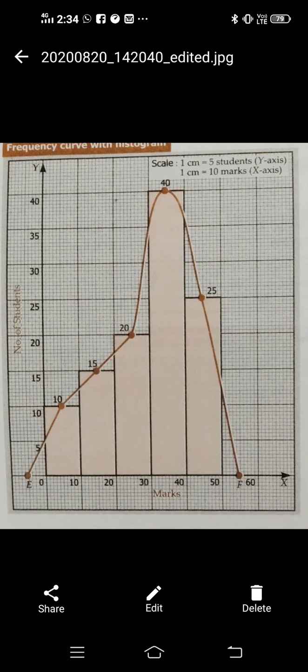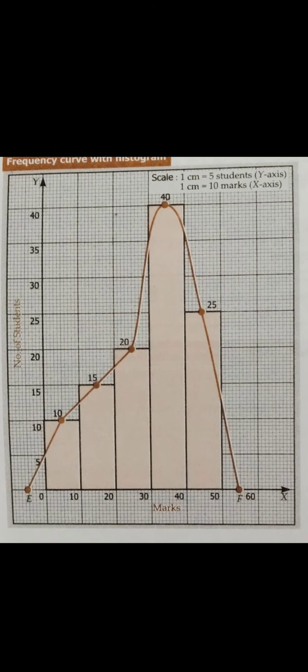After this we have a frequency curve also. It is also another type of frequency distribution graph. Here it is the same as the frequency polygon, but the difference is we are not joining the midpoints of rectangles with the help of straight lines. Joining the midpoints of rectangles by smooth freehand curves is a frequency curve. So it is drawn by joining the midpoints of the top of rectangles in a histogram through freehand smooth curves. This is a frequency curve.